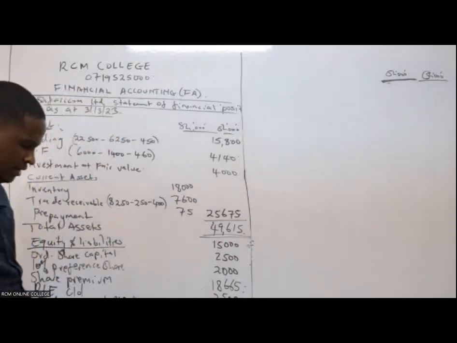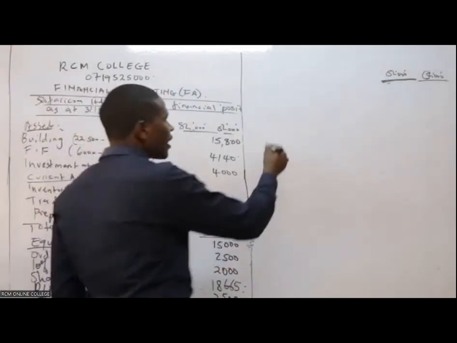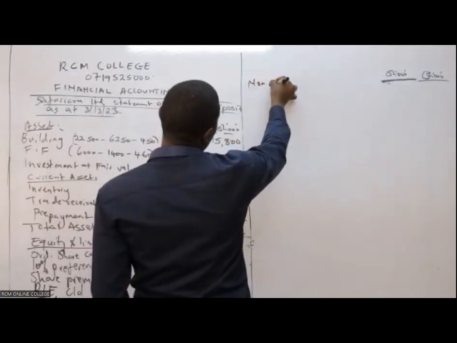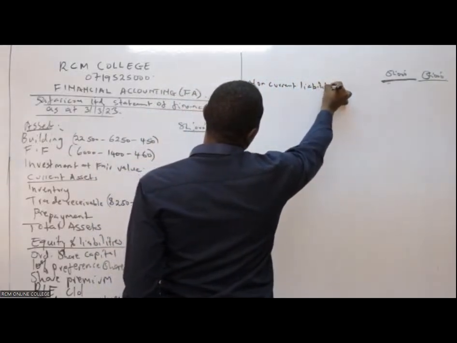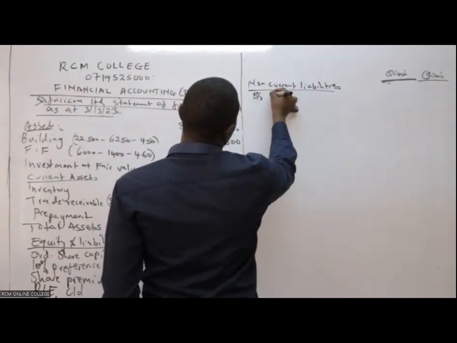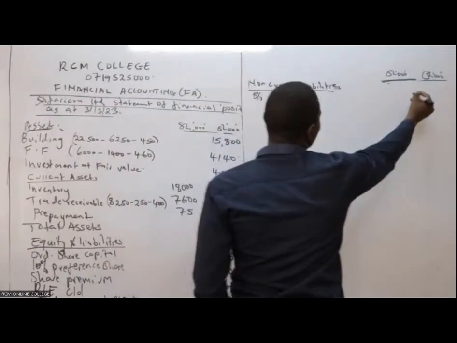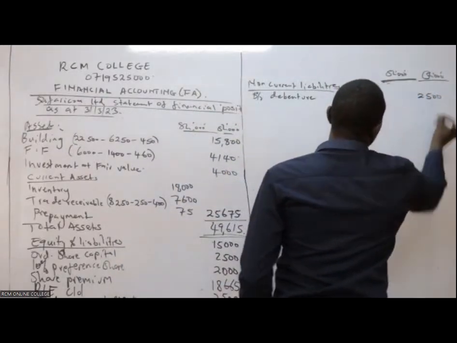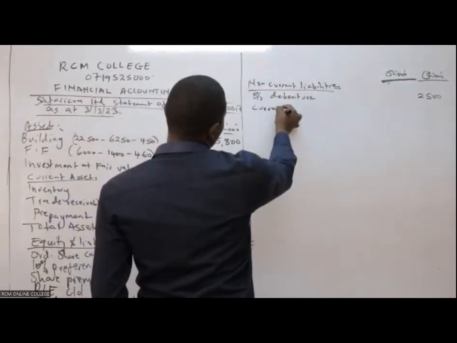Now we have non-current liability, which is the 8% debenture. It was 2,500. Then we go to the current liabilities. We finish with these current liabilities.